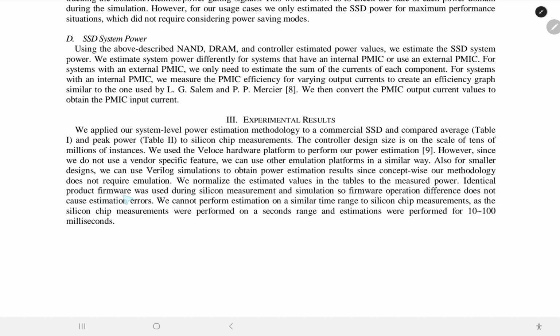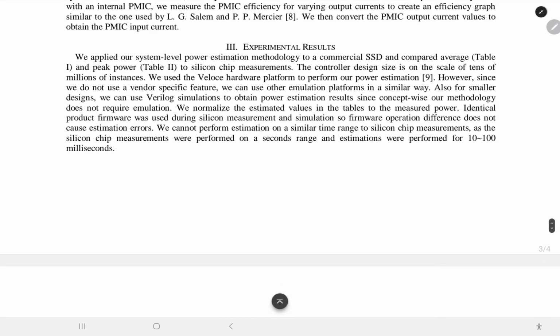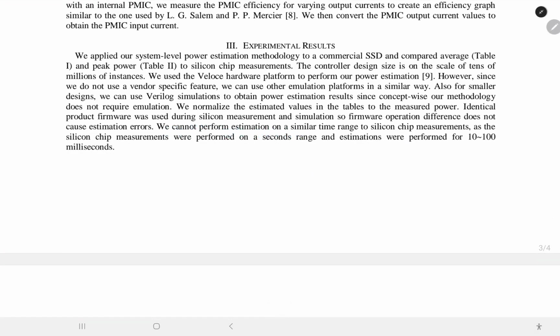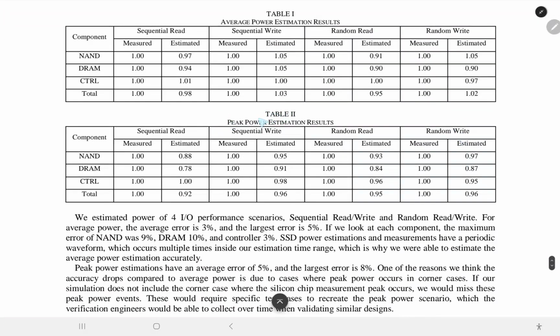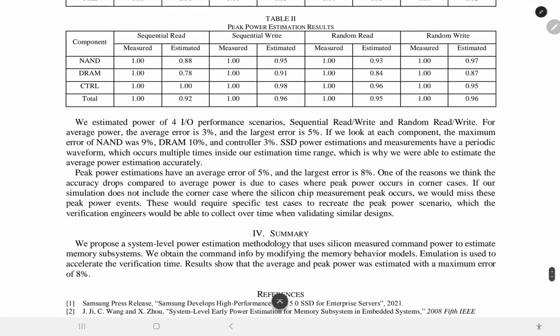An identical firmware was used during the silicon measurement and simulation, so firmware operation differences do not cause estimation errors. We cannot perform estimation over a time range similar to the silicon chip measurement, as the silicon chip measurements were performed in the seconds range and estimations were performed for 10 to 100 milliseconds. Table 1, average power estimation result. Table 2, peak power estimation result. We estimated power for four I/O performance scenarios: sequential read and write, and random read and write.